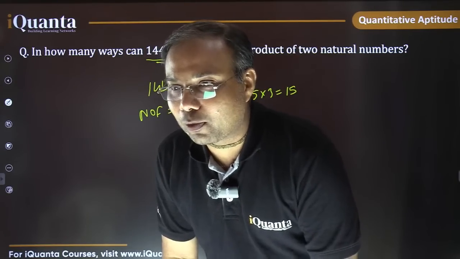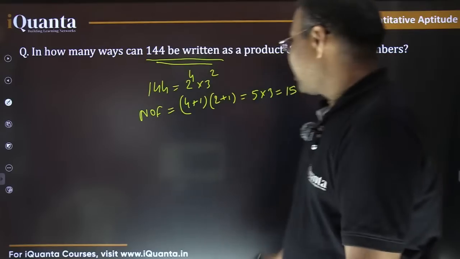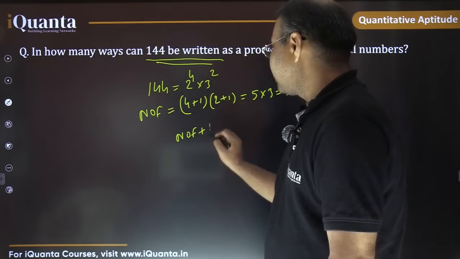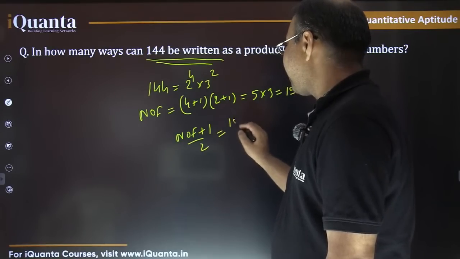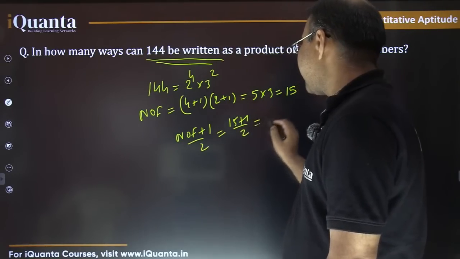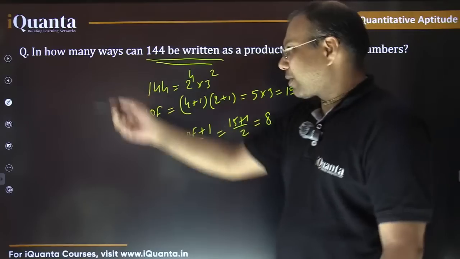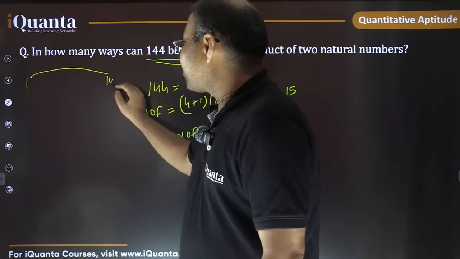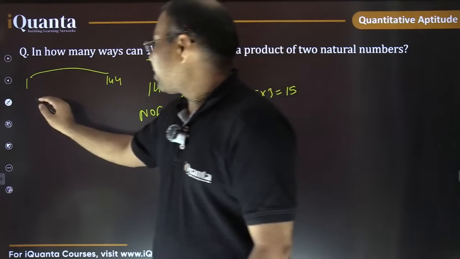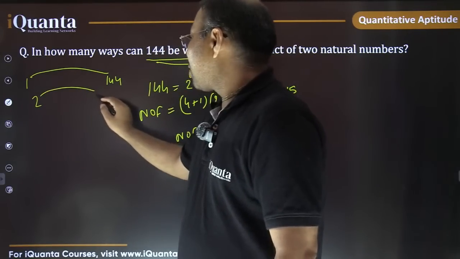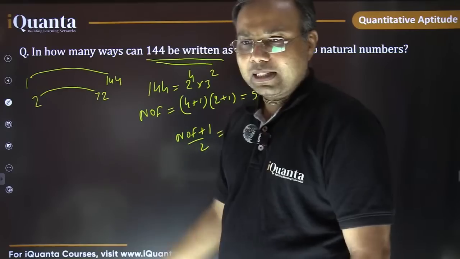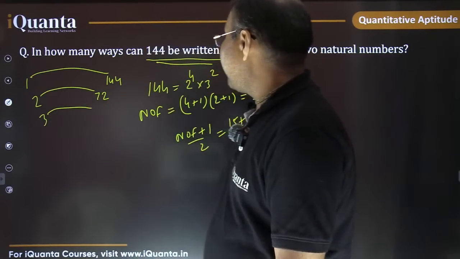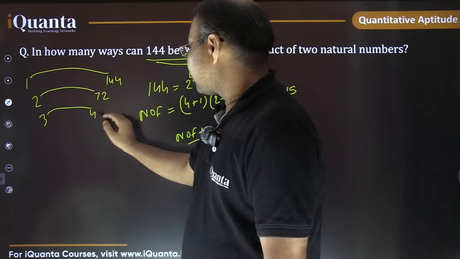If you want to use the formula, it would be number of factors plus 1 by 2. That is 15 plus 1, 16 by 2, that is 8. And what are those 8 ways? Let's count. What is the first factor? 1 and its corresponding partner 144. Next pair, 2 and along with it 72. Their product is again equal to the number. Next 3, and correspondingly it will be 48.